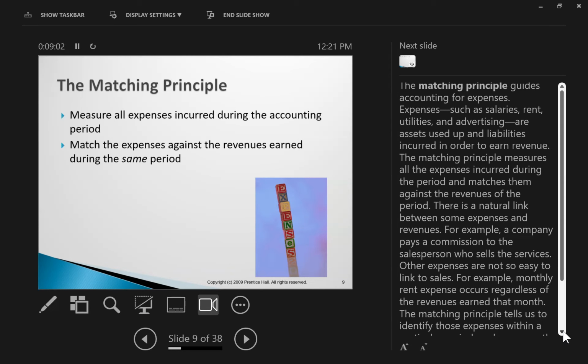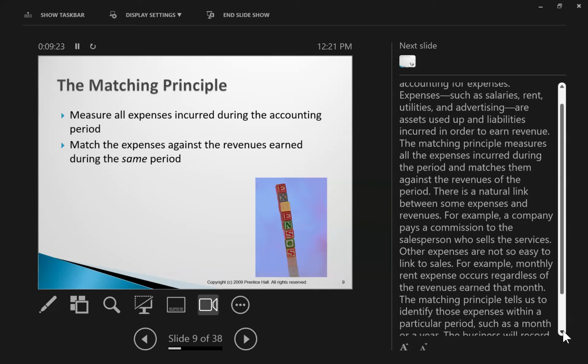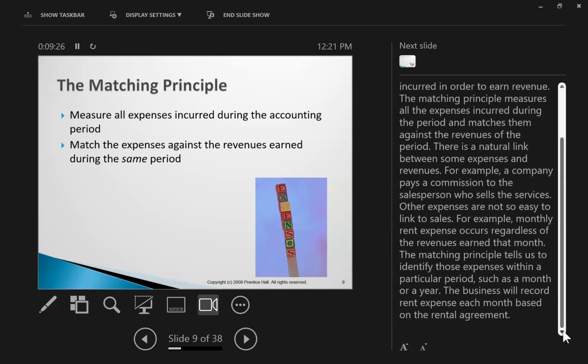So the matching principle measures all the expenses incurred during the period and matches them against the revenues of that period. There's a natural link between some expenses and some revenues. For example, a company pays a commission to the salesperson who sells the services. Other expenses are not so easy to link to sales. For example, monthly rent expense occurs regardless of the revenues earned that month.